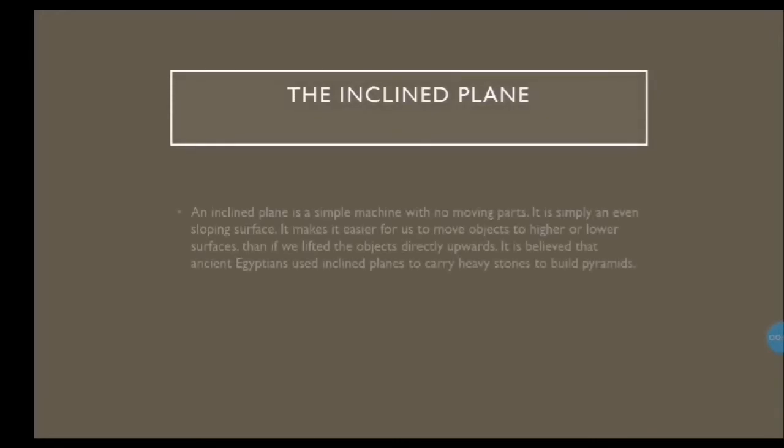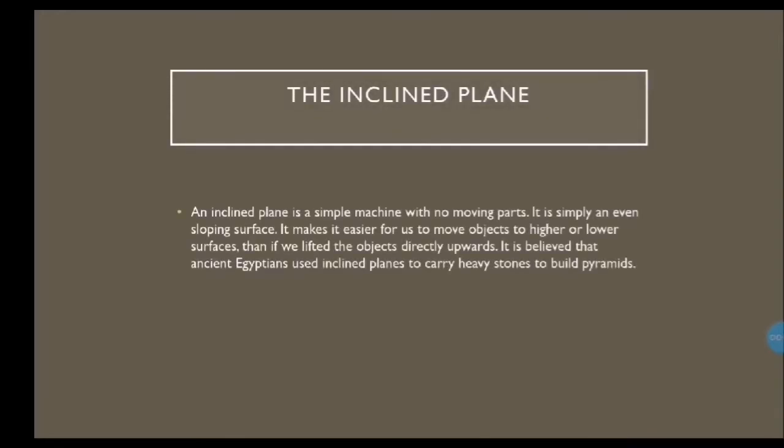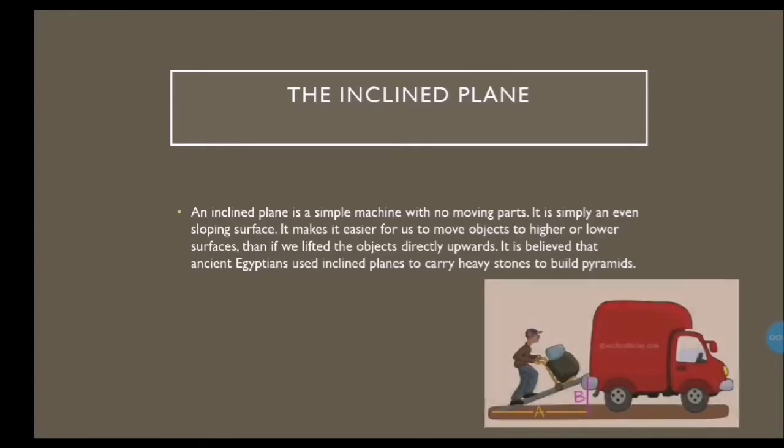So the inclined plane. An inclined plane is a simple machine with no moving parts. It is simply an even sloping surface that makes it easier for us to move objects to higher or lower surfaces than if we lifted the objects directly upwards. It is believed that ancient Egyptians used inclined planes to carry heavy stones to build the pyramids.